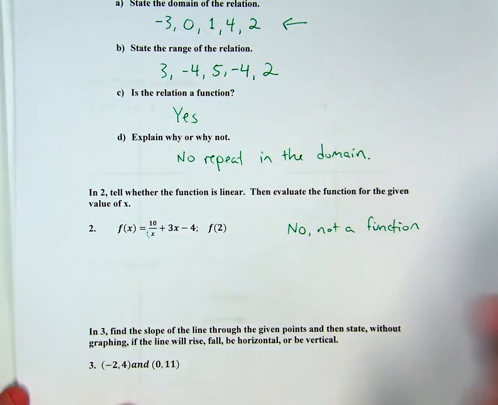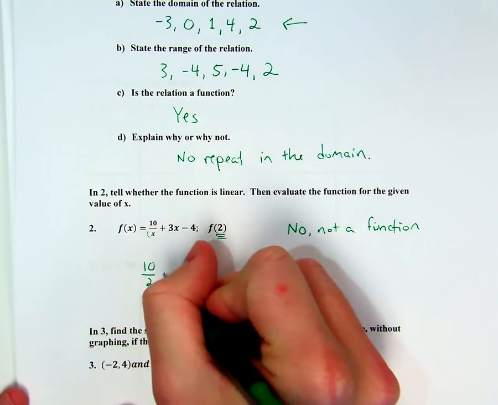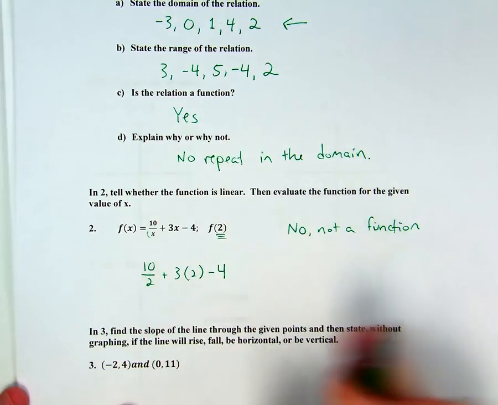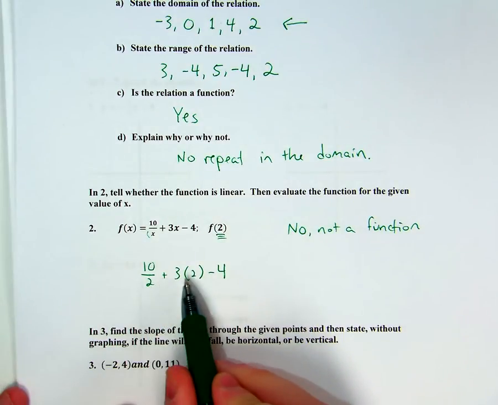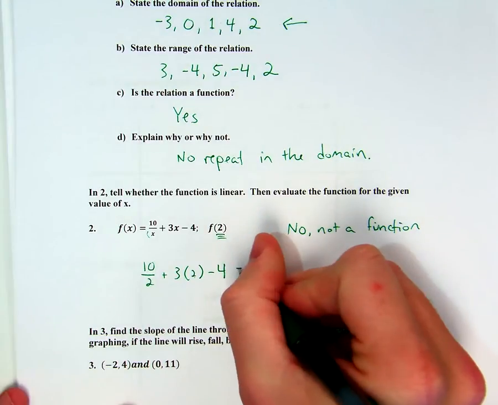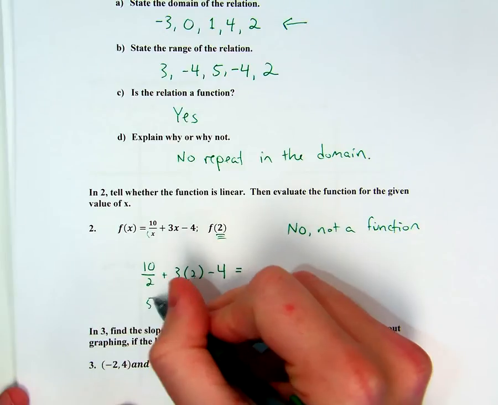The second part says to evaluate for 2. So we're going to change x to 2. So I changed the x on bottom of the fraction and next to the 3 into a 2. At this point, it's a calculator-friendly problem. 10 over 2 is 5.